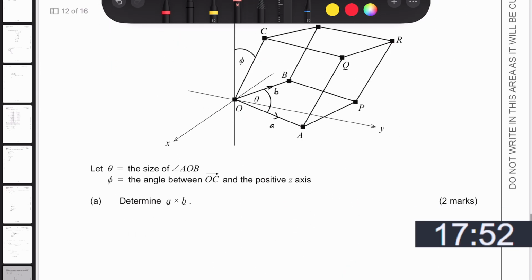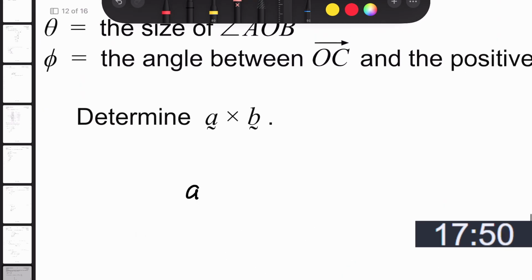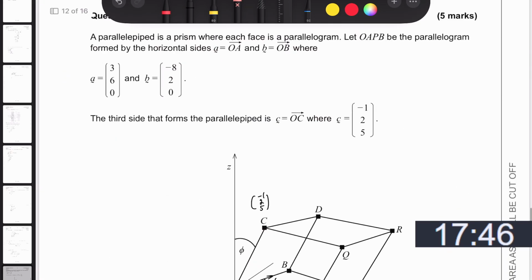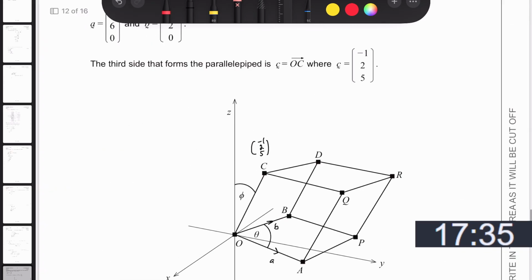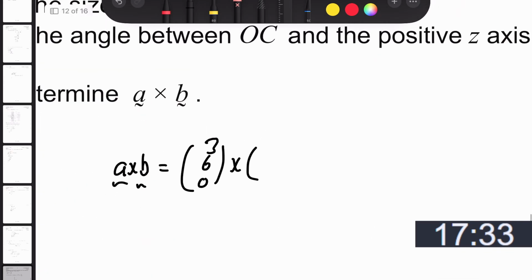Oh wait, okay, so A times B. Okay, I have the value. So A times B, I was like, how am I going to do this? I don't even have the thingies. So 360, 0 times negative 820.